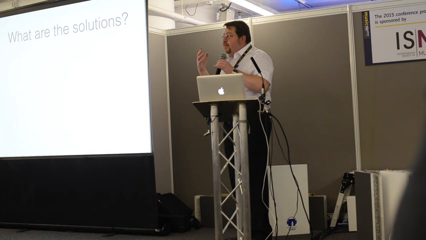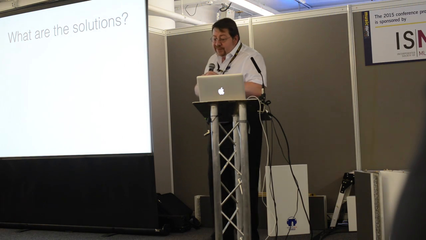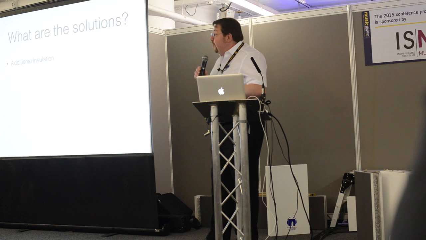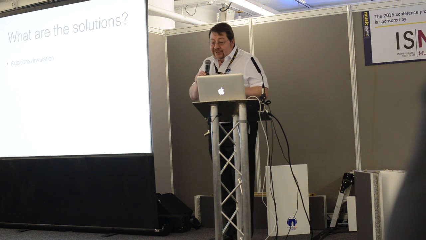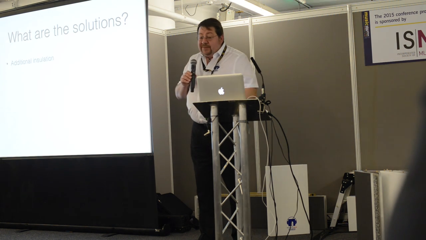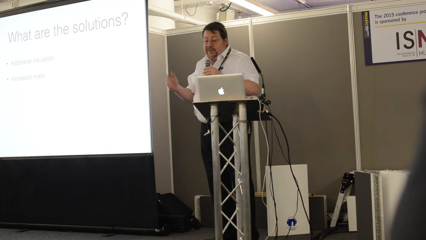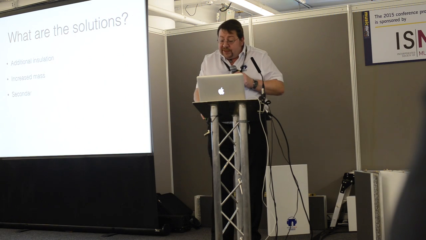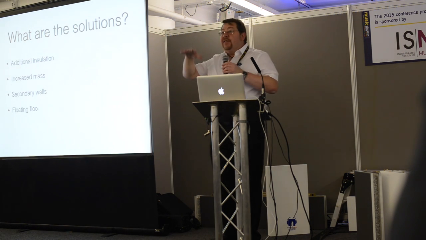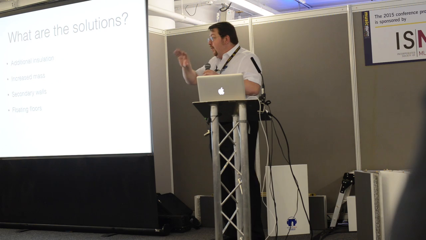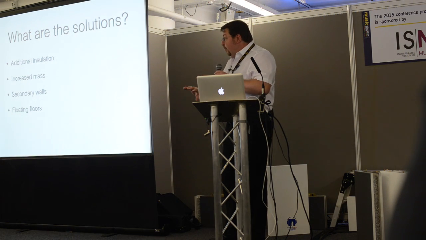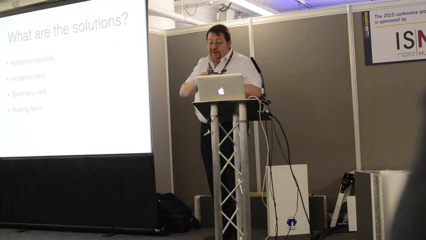If the problem is down to lack of insulation, then the first thing is increasing the amount of insulation. That involves sometimes increasing the mass of things like windows and walls. Secondary walls, having a floating floor with insulating material between the floor and the false floor.